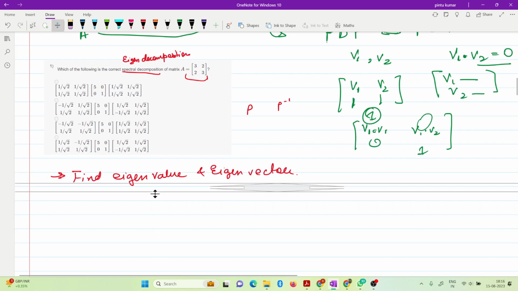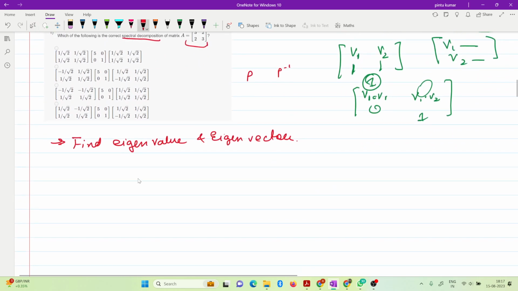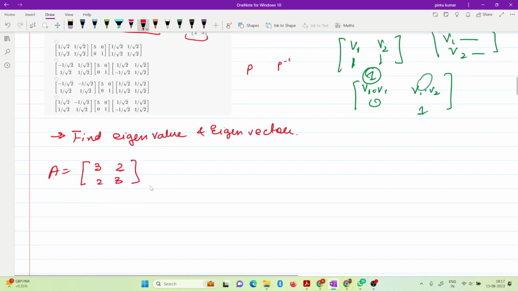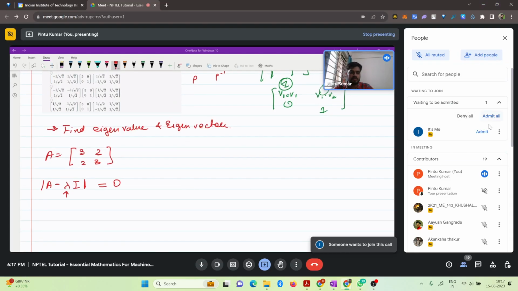Now I'll solve this complete example so that if somebody had any doubt with eigenvalues and eigenvectors, that would also be clear. So let's say my matrix A is [3, 2; 2, 3]. How do we calculate eigenvalues? Eigenvalues are the solutions for lambda. So we need to solve for lambda over here: the determinant of A minus lambda I is 0, right?